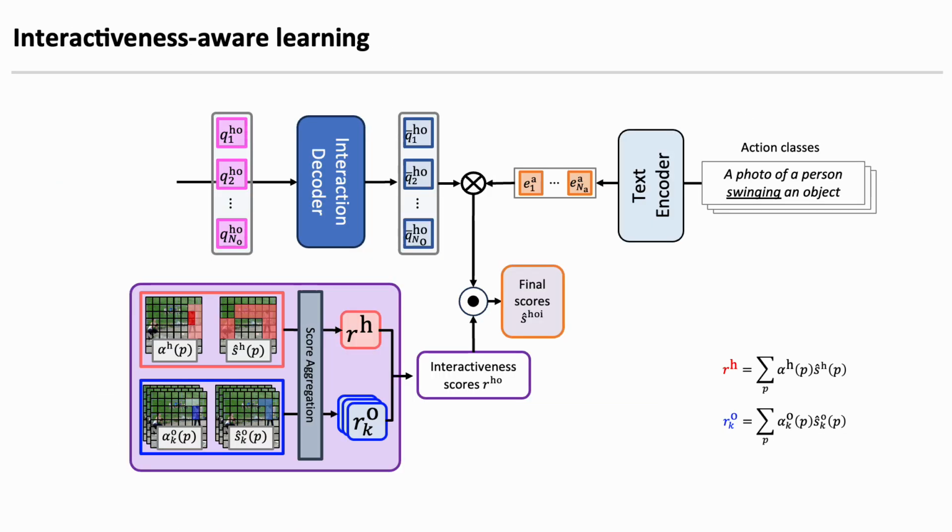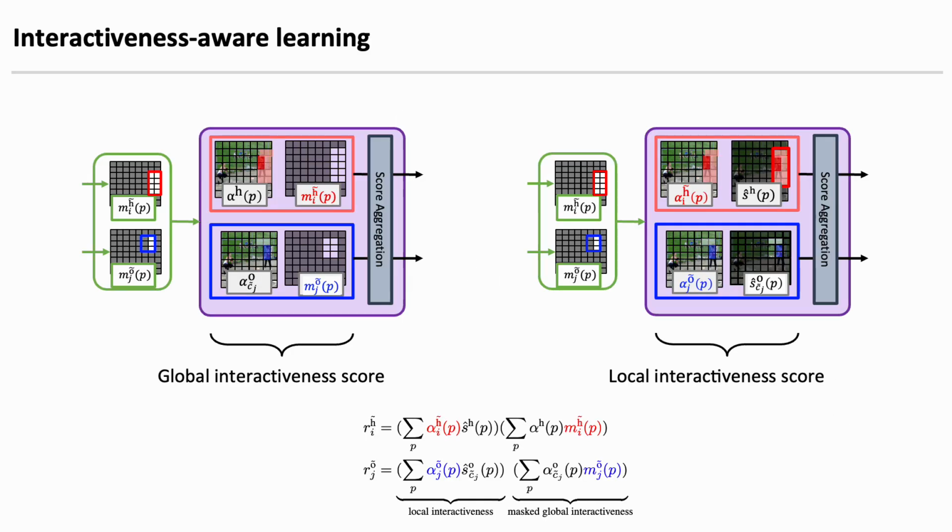For interactiveness scoring, at the image level, we learn a score for how likely a pair is actually interacting, reducing the influence of irrelevant regions. At instance-level inference, this interactiveness score acts as a gate, lowering the confidence for non-interactive pairs using both local and global scores.